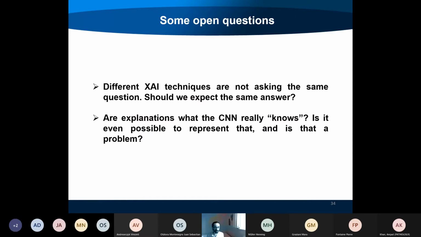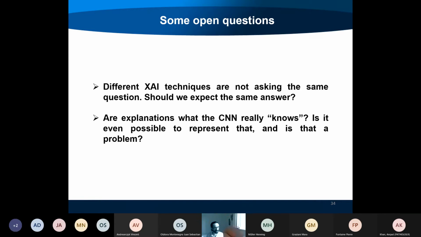So some open questions that remain. These different XAI techniques: a gradient technique is asking the question, if I calculate the gradient from the last layer or the output layer to the input layer, what was the pixel with the highest gradient? So that's one question. Another question is, if I divide the image into superpixels and I train a surrogate linear model, which of these superpixels has most relevance for the linear model?